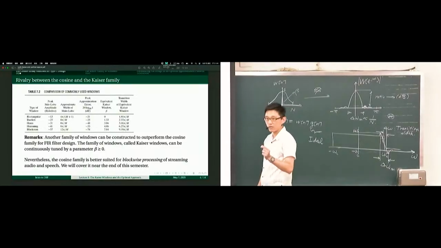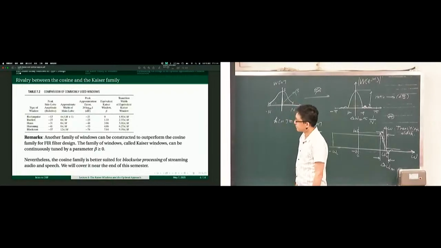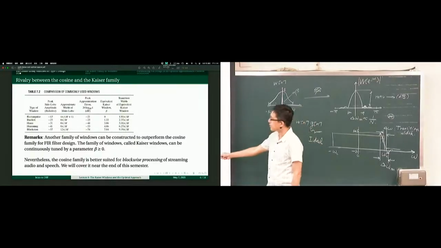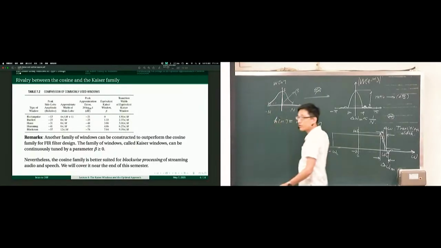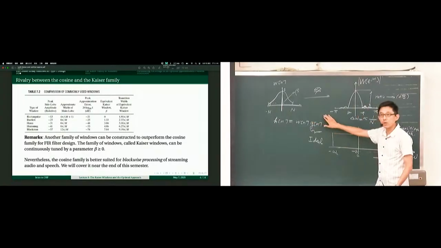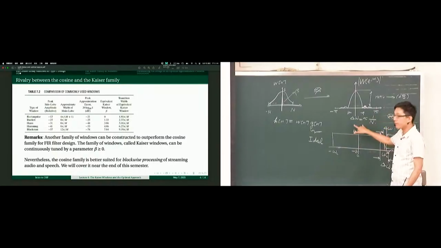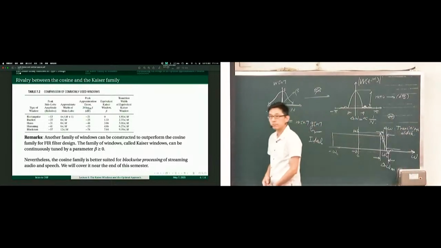他们有不同的优点啊。So we'll see that the Kaiser family, indeed, has a better performance in terms of the trade-off. We'll see in a moment that in terms of the trade-off between main lobe width, which is proportional to the transition width, versus the maximum ripple, the Kaiser window is a winner. It outperforms the cosine family of windows which we studied last week.